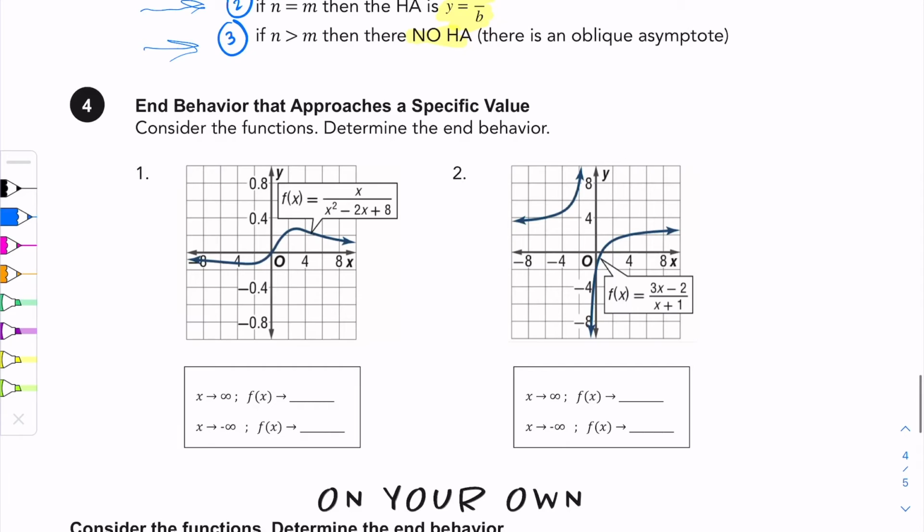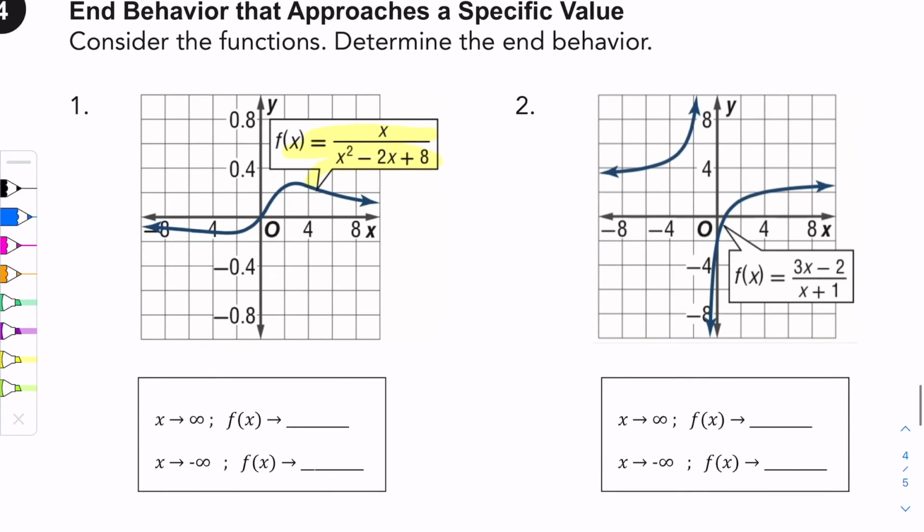Now, when you're looking at these, you can kind of tell where the asymptote's going to be because you obviously have the graph in front of you. But I also made sure I always gave you the function so you can confirm where that asymptote is going to be. In the first graph, we have f of x is equal to x over x squared minus 2x plus 8.